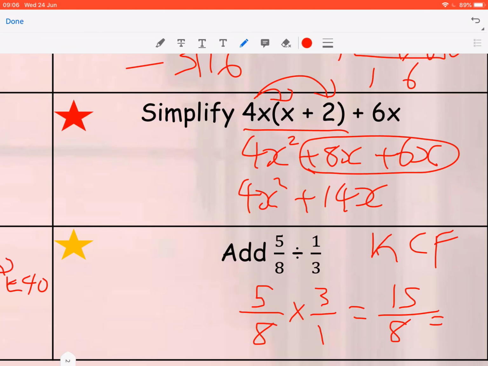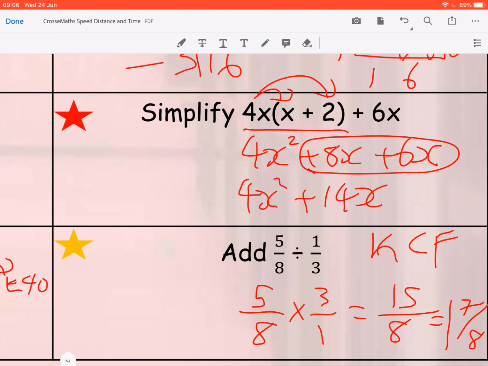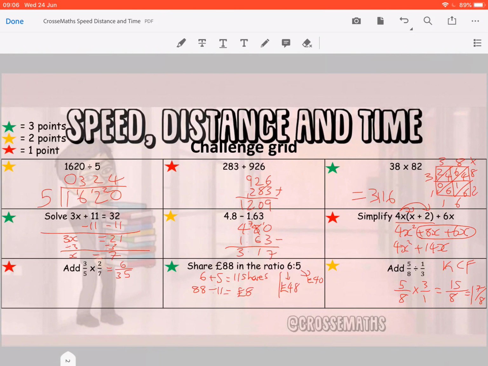Okay, that can be simplified to 1 whole and 7 over 8 if you want to, or just leave it as a top-heavy fraction. It's okay. Okay, guys, so that should be all marked up. If there's any of those topics you're struggling with, they're all on the YouTube channel somewhere. You've just got to find them, okay? It's important to get good at those because we're going to be moving on. These are like the fundamentals of Year 9.